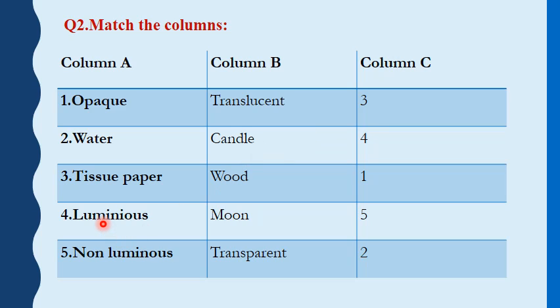Then we have luminous and non-luminous objects. Two options, 4 and 5, luminous and non-luminous. And here we have two options, candle and moon. So candle is a luminous object. In front of candle we have to write 4. And non-luminous, moon is a non-luminous object, because moon does not have its own light. It gets its light from the sun. So moon is number 5. Okay.